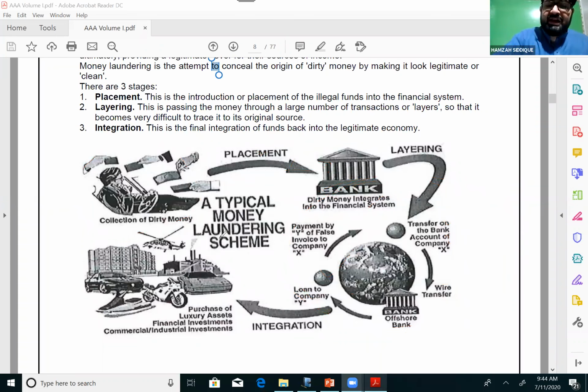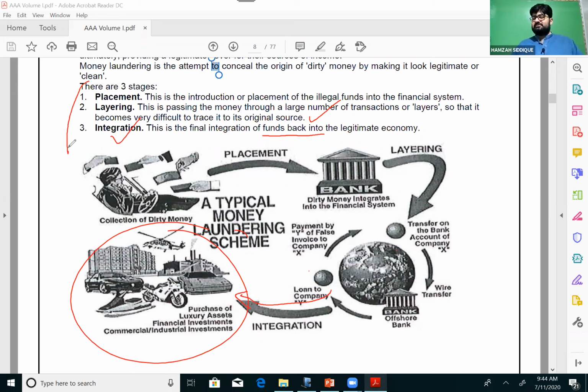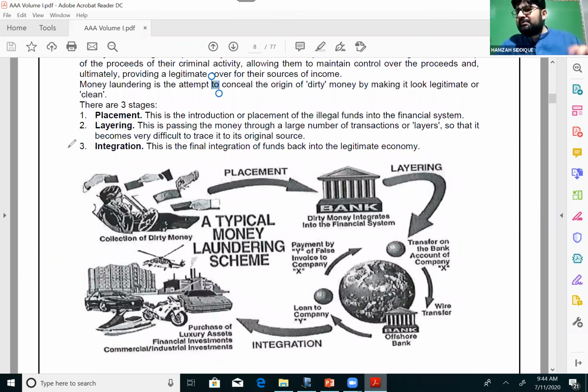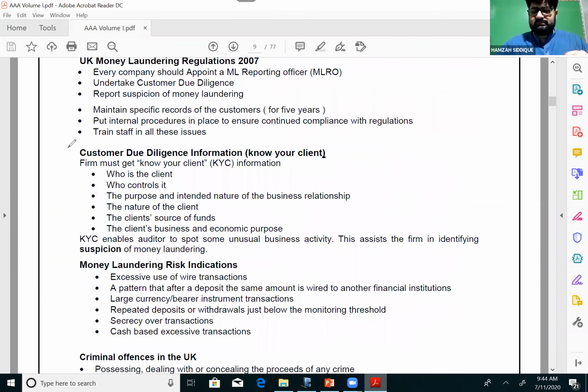And then is integration. What is integration? This is the stage where, after layering, now you say this is legal money. Now I will purchase assets, I will make investments. Yes, a luxurious life. So three stages complete. That is the three-step process, money laundering. Then there are symptoms of money laundering.